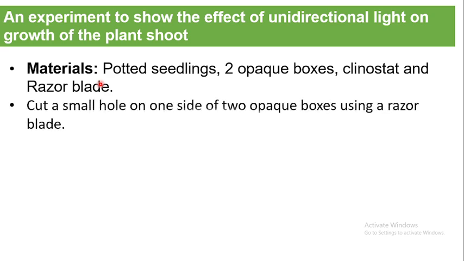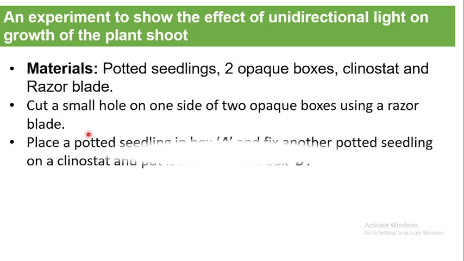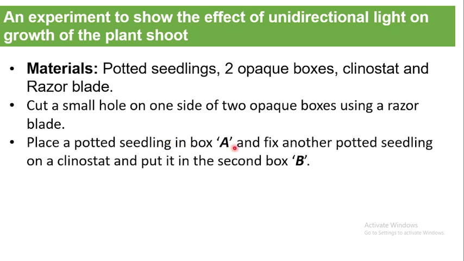Going forward, you cut a small hole on one side of 2 opaque boxes using a razor blade. So just make 2 openings on one side, small enough to allow light to enter. Then you place a potted seedling in box A, and fix another potted seedling on a clinostat and put it in the second box B. So you have one box where there's a clinostat, that's B, and another box where there's a plant without a clinostat, that's labeled A.